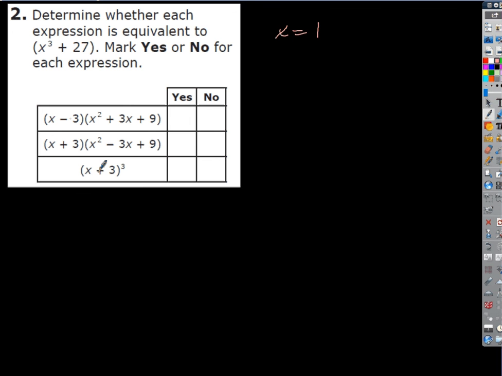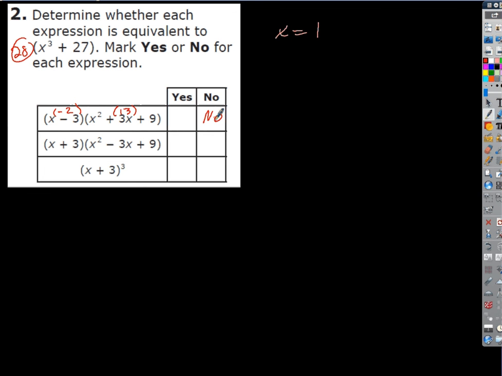So what about 1? If we pick 1, we're going to get 1 cubed, which is 1, plus 27, 28, right? What's this give us? This one right here is going to give us 1 minus 3 is -2, times 1 plus 3 is 4, plus 9 is 13. Is -2 times 13 28? No. So that one's no, right?